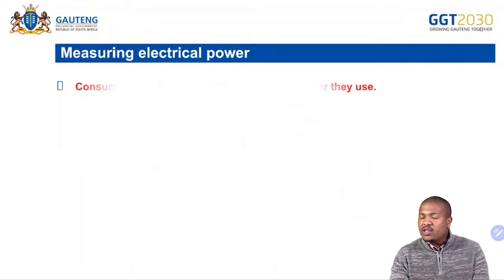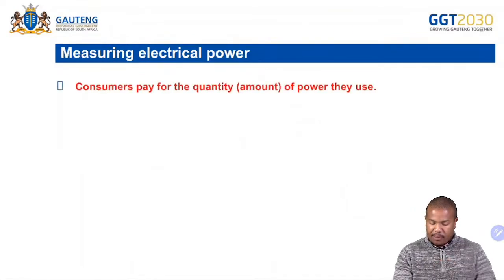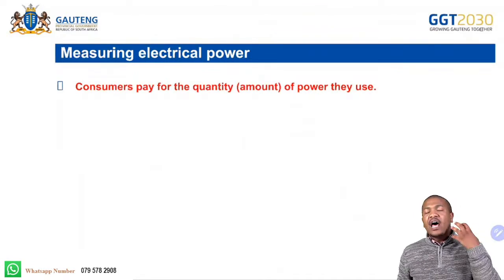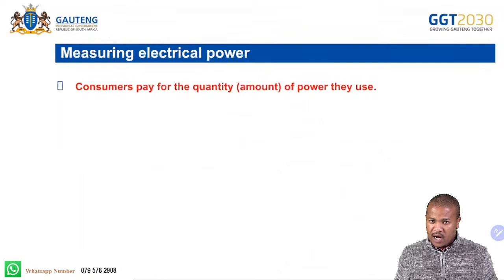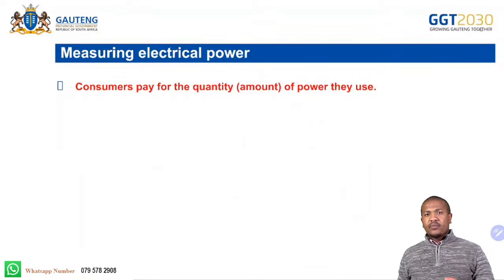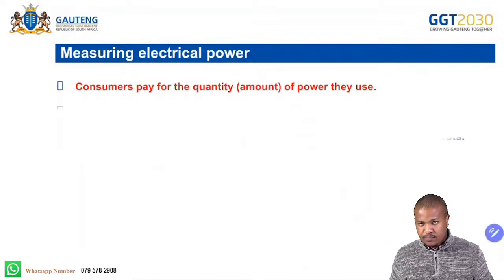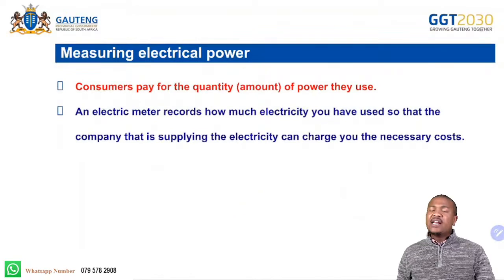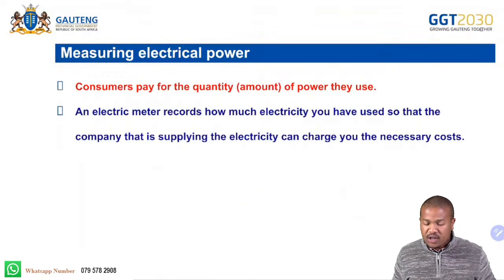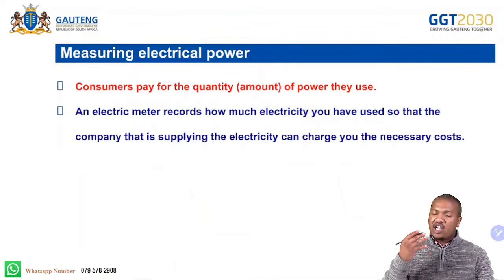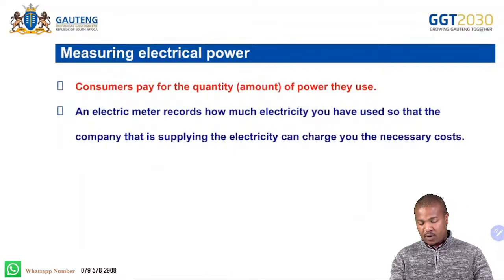So now let's continue together, right? We are still on the part of measuring electrical power. We did highlight that consumers pay for the amount of power they used, right? So now, they pay according to what? According to what they have used, right? So an electrical meter is used to record how much electricity you have used, so that the company supplying the electricity can charge you the necessary cost, right?